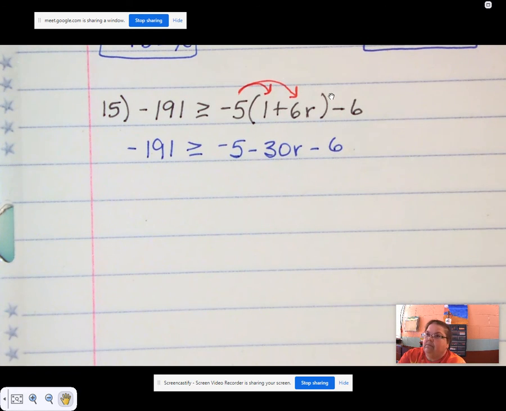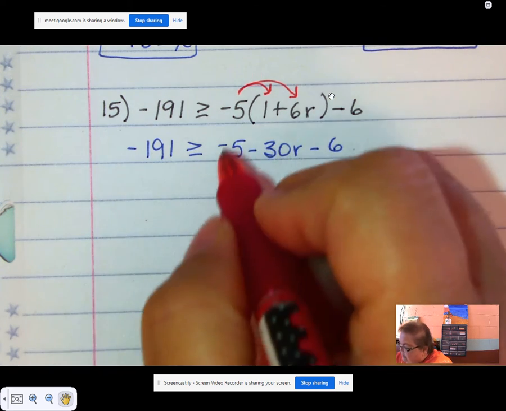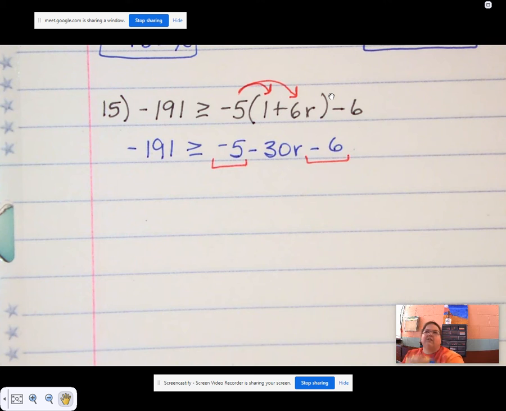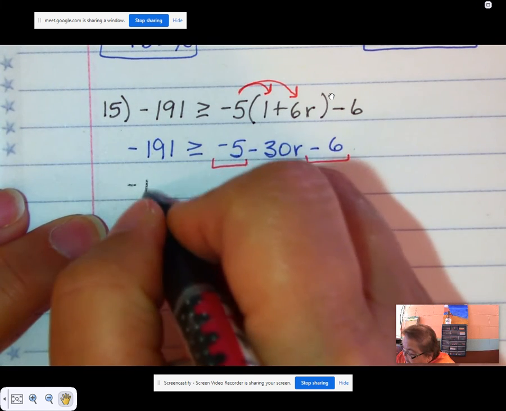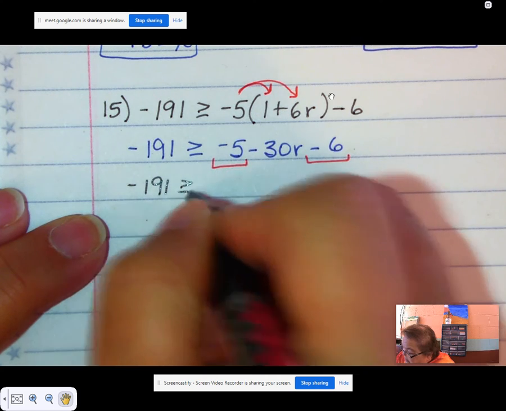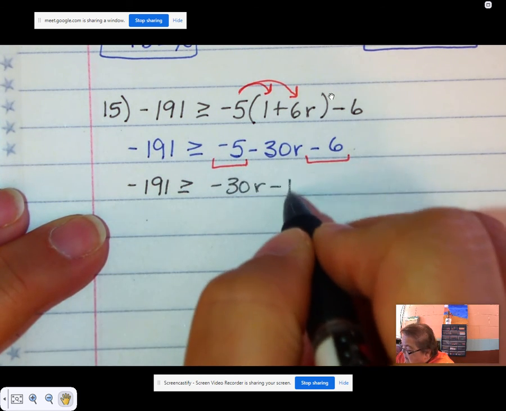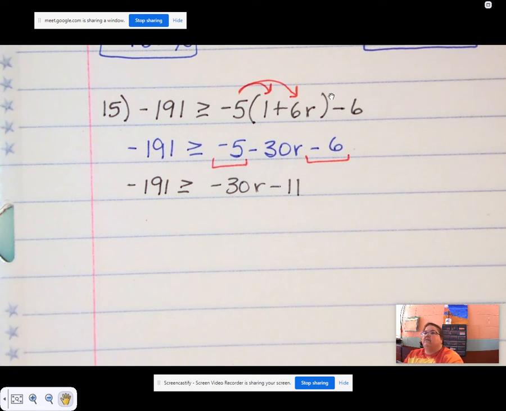What now? Combine like terms. Very good. Which ones are like terms? Exactly. My constants. Very good. So now I have negative 191 is greater than or equal to negative 30r minus 11. You can write it the other way. It doesn't matter. I just like writing the variable first. It's a habit that I have.